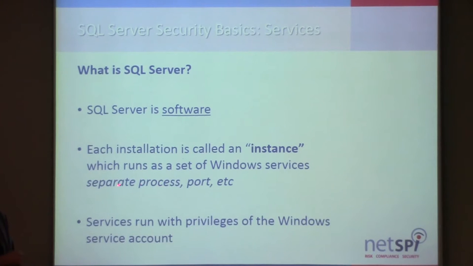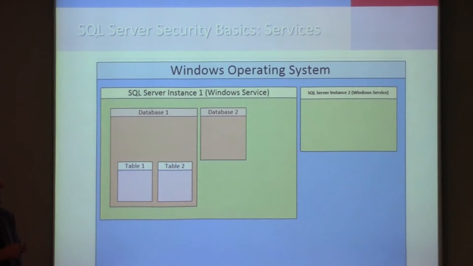But just know each installation is called an instance. Each of those instances is a collection of separate processes and separate ports. So if you have two SQL servers installed on the same box, they're going to be listening on different ports. I put together a rudimentary diagram here. You have the operating system. On the operating system, you have individual Windows services installed. Those are instances. Within each instance, you have individual databases, and then your data is in the tables.